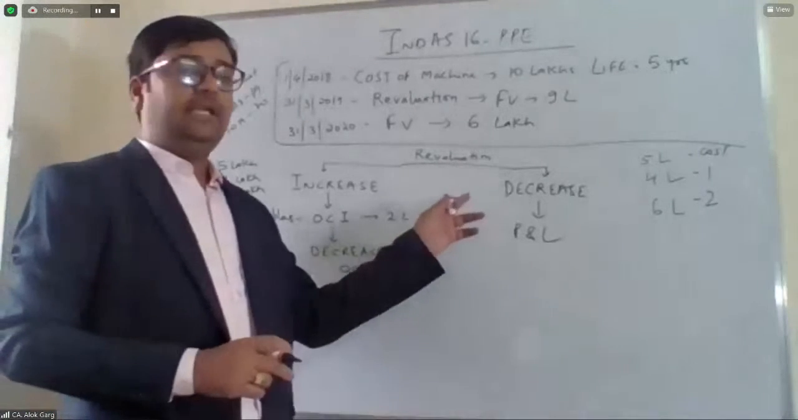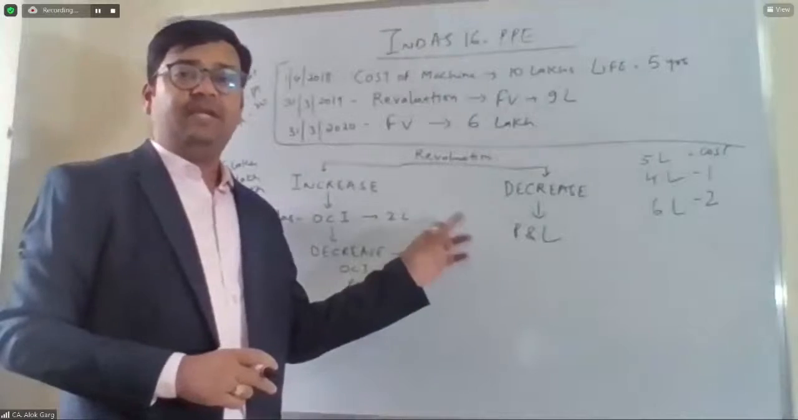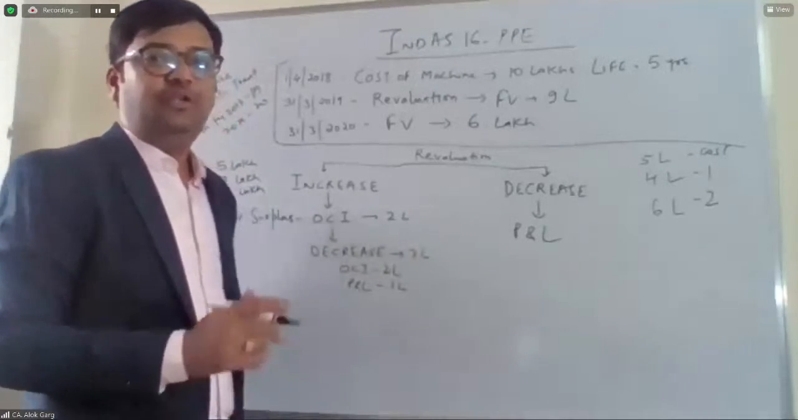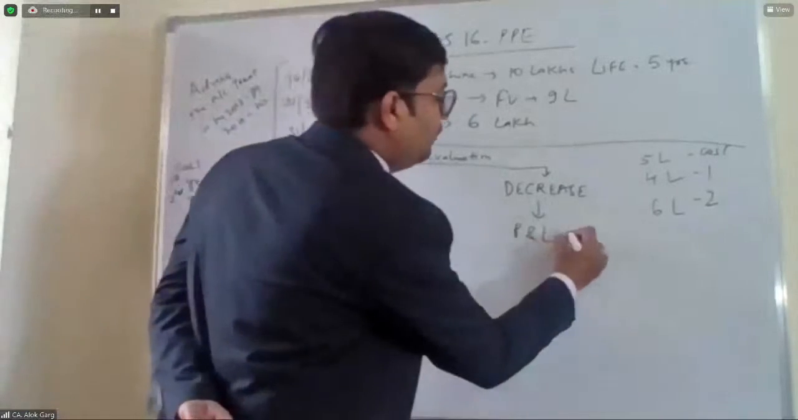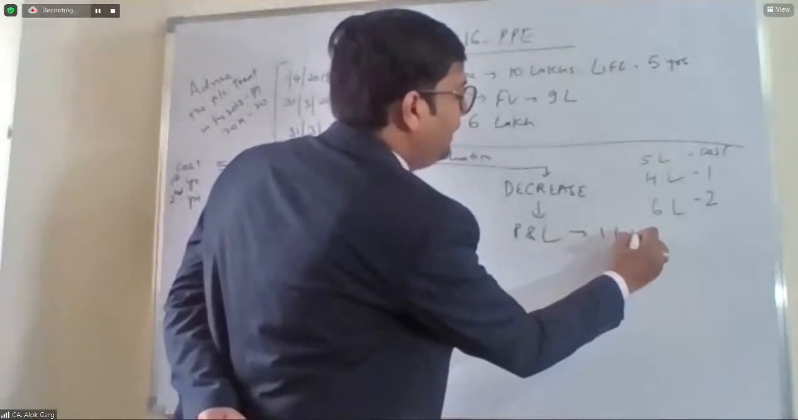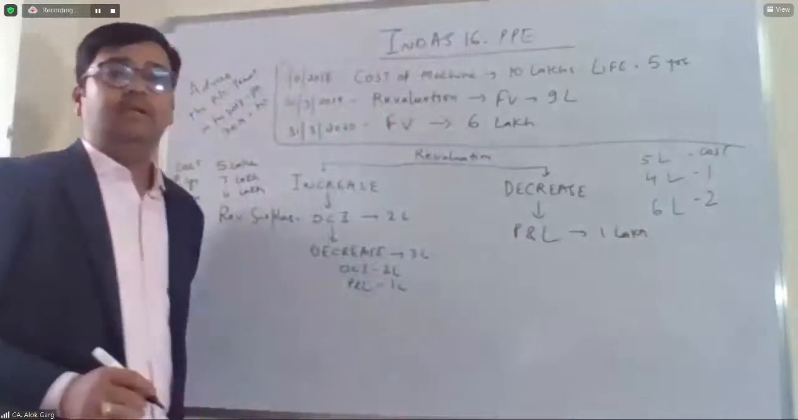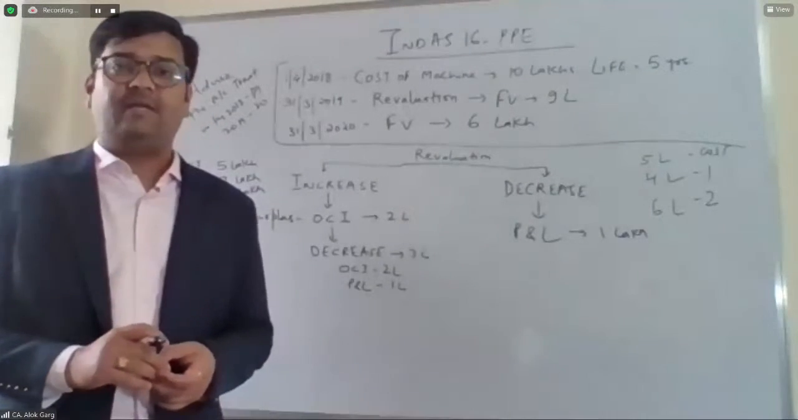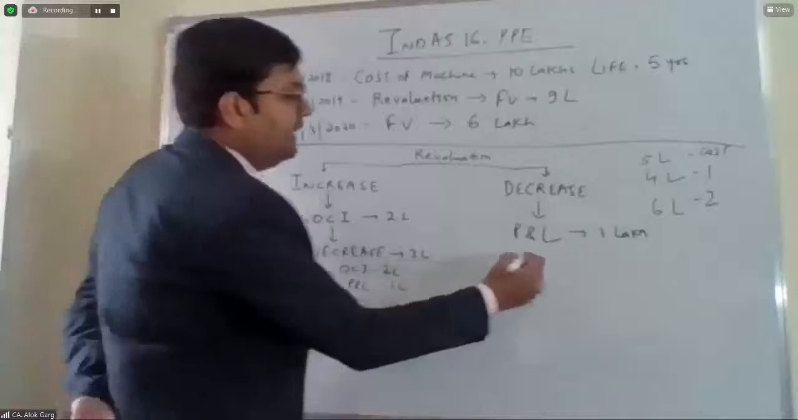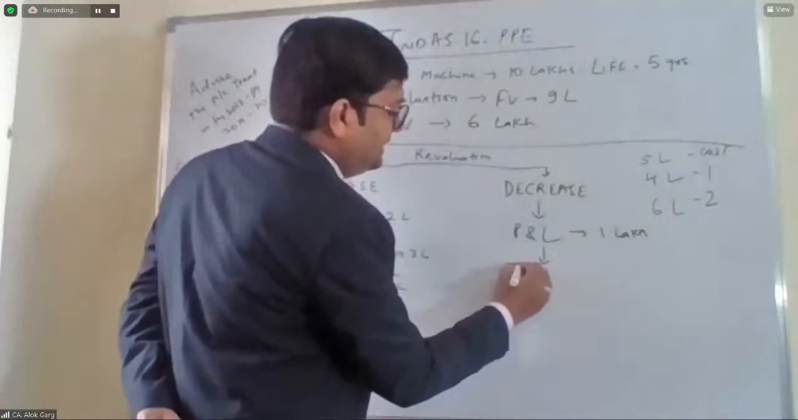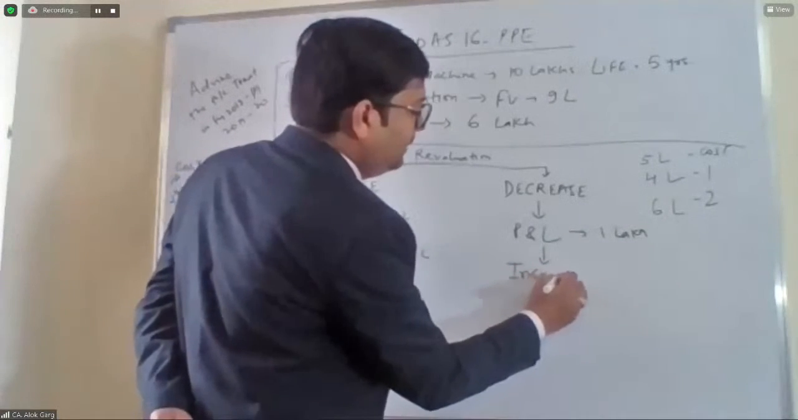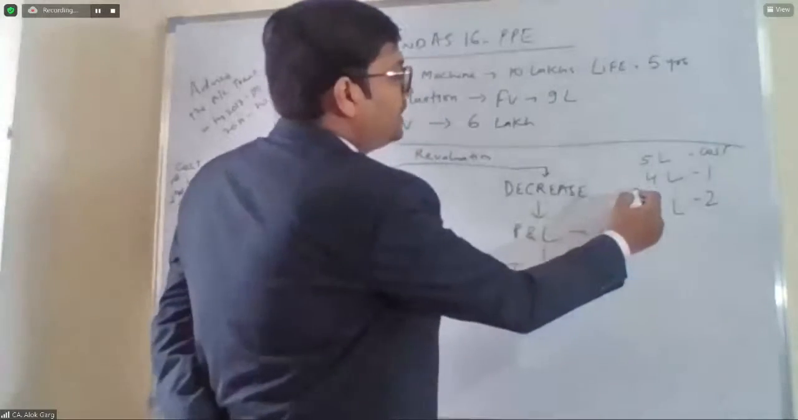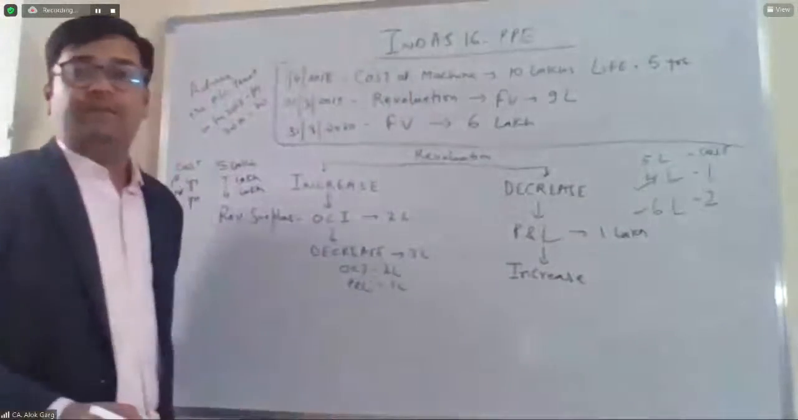So guys, in case of a first time decrease, it will go to P&L. Okay. So in my example, 1 lakh will go to P&L. What will be the accounting entry? The accounting entry will be impairment loss P&L account debit to asset account. And subsequently there is an increase. Then what will happen? In this question, this 4 lakh becomes 6 lakh.